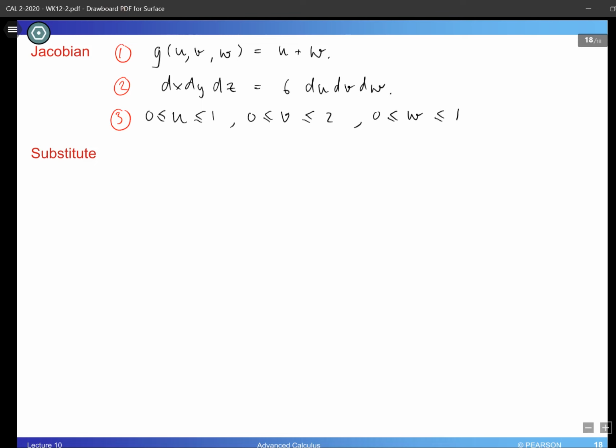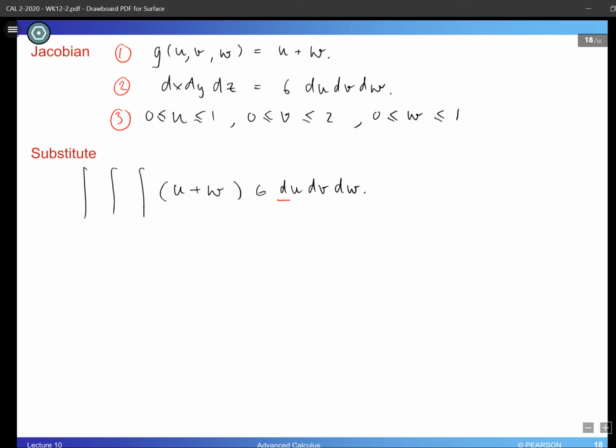As you can see here, the boundaries are all constants, so you can pick any integration order that you want. I'm going to construct the triple integral down here. On the new function that we have, it's going to be u plus w, with respect to the new differentials, and we have the 6 from the Jacobian determinant, and we have du, dv, and dw.